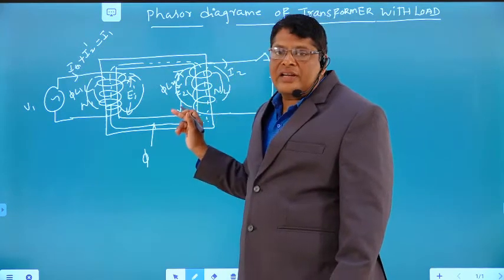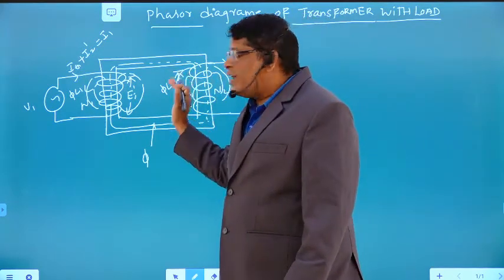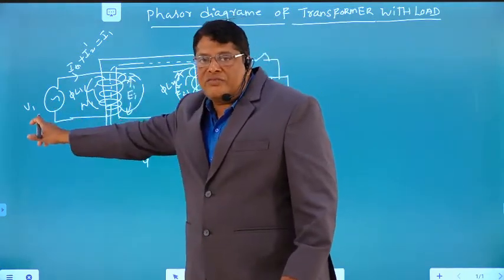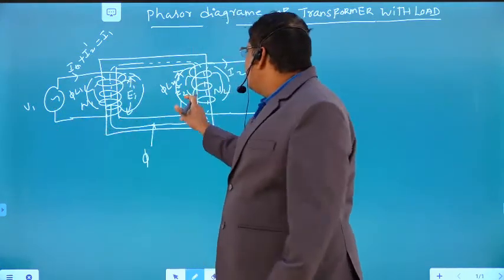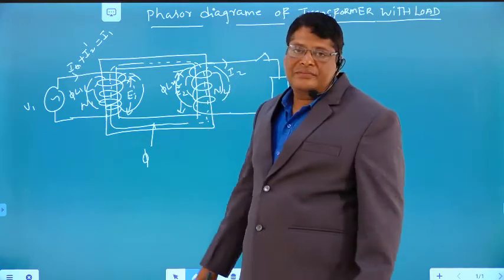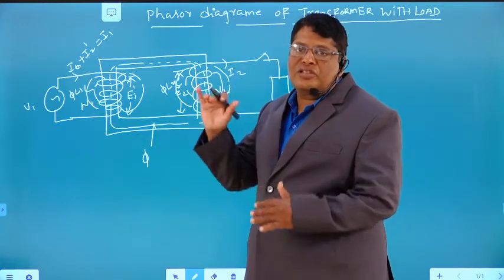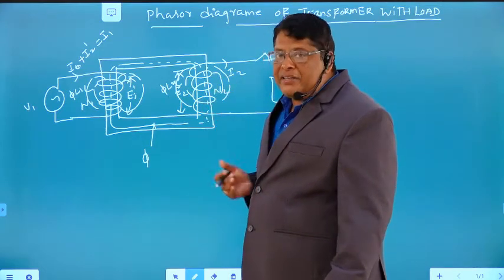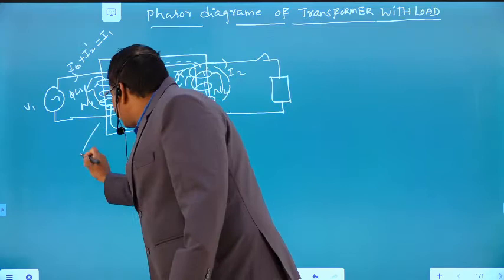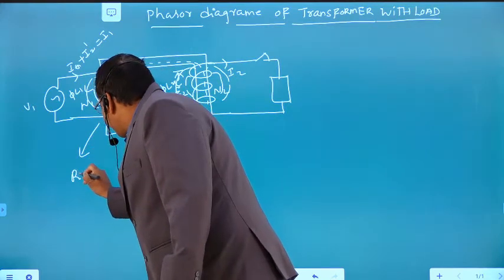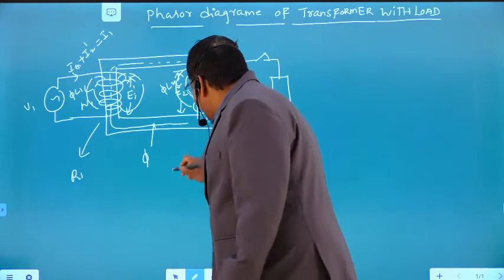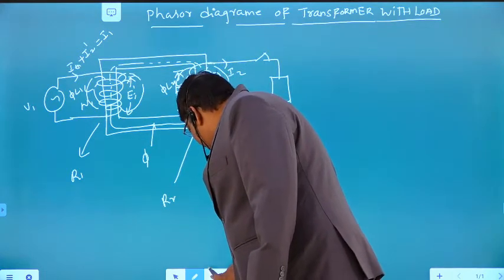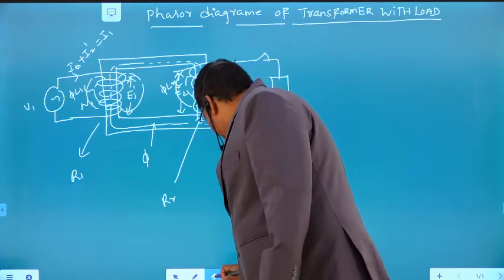Due to the leakage flux, that voltage will cause some amount of drop in the voltage V1 here, and the voltage E2 here. That is opposite to E2. Now, one more parameter is there. The primary has a resistance of R1. The secondary has a resistance of R2. Because we are going to take all the parameters.